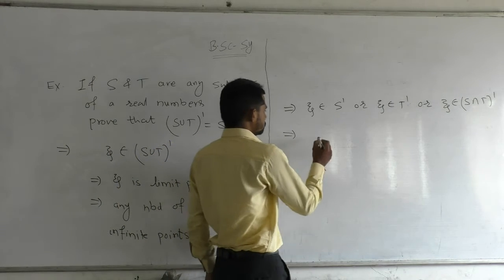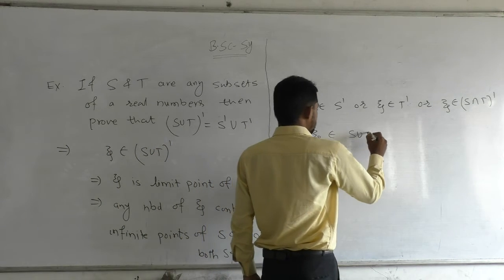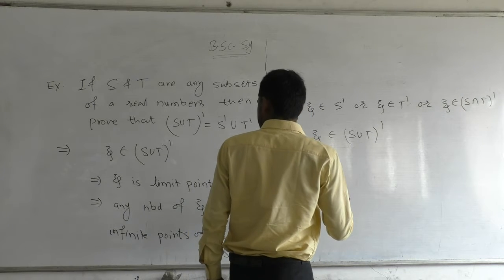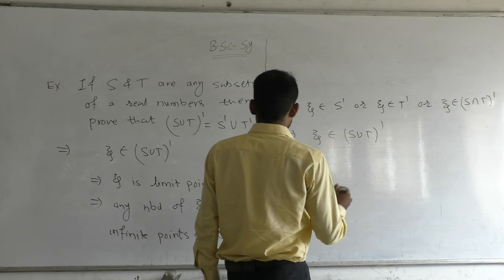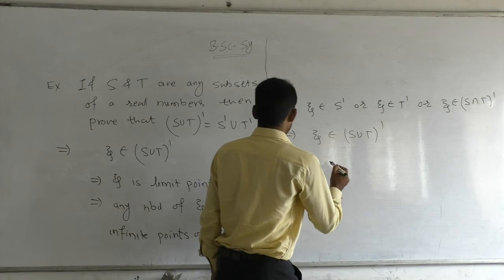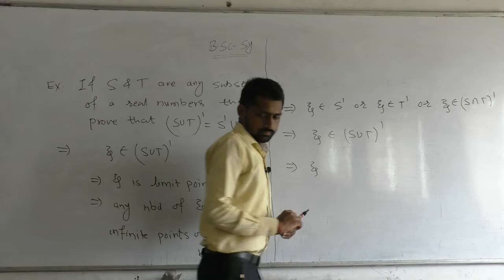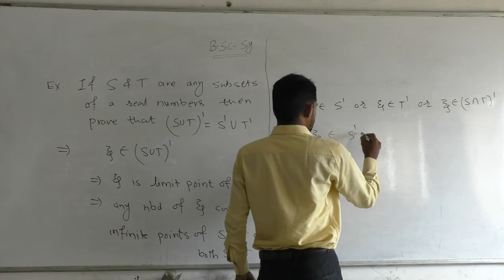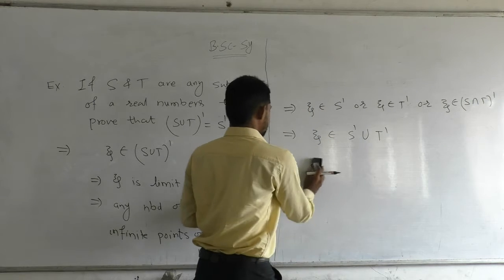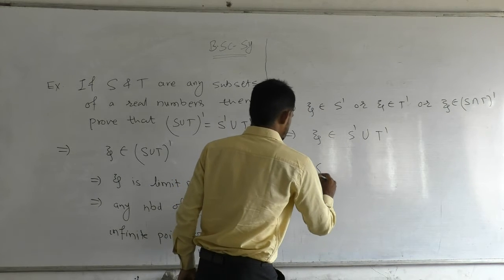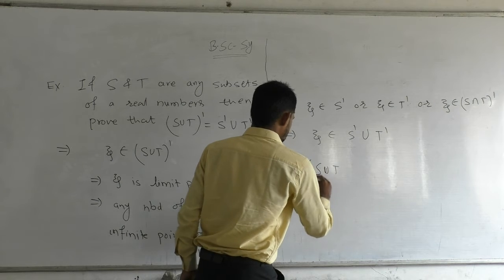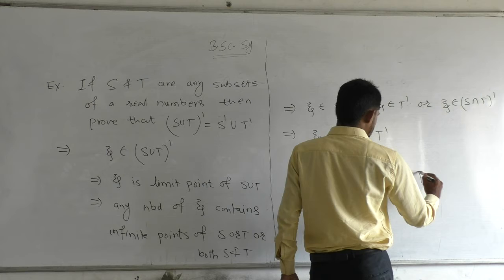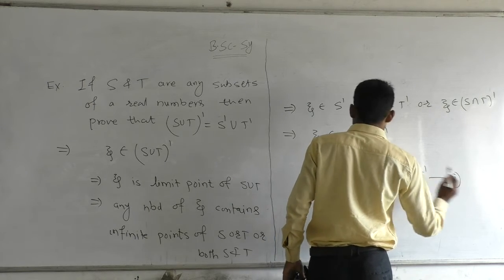This implies that zeta belongs to S union T dash. This implies that zeta belongs to S dash union T dash. From this we can write that the derived set of S union T is a subset of the derived set of S union the derived set of T. This is equation number 1.